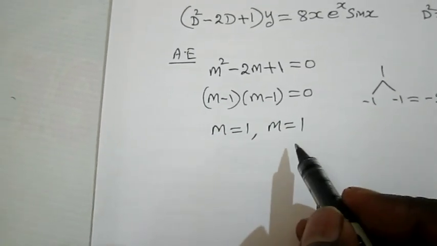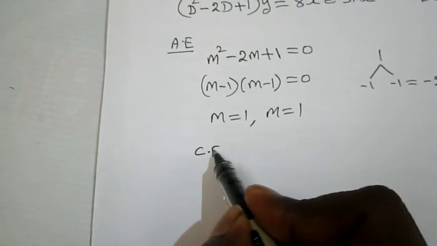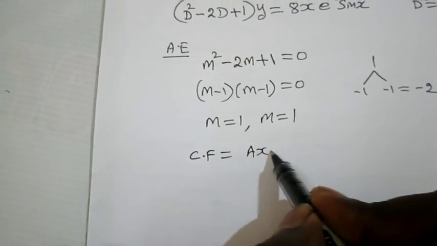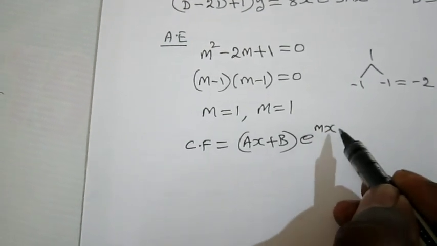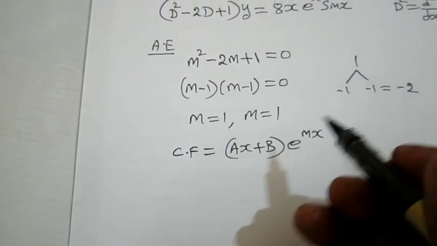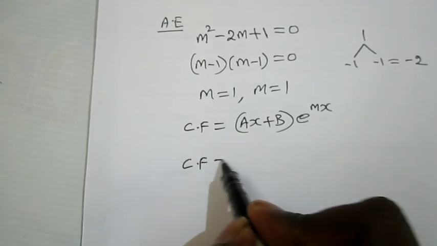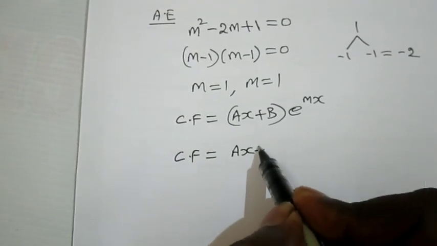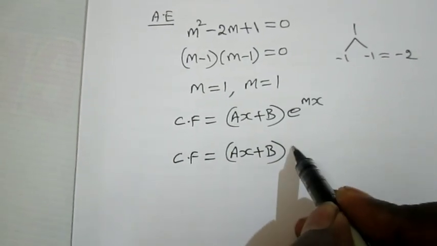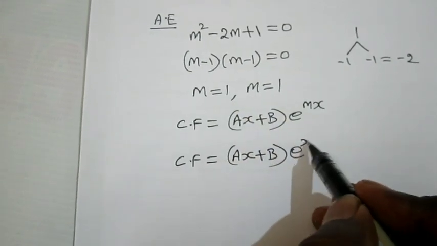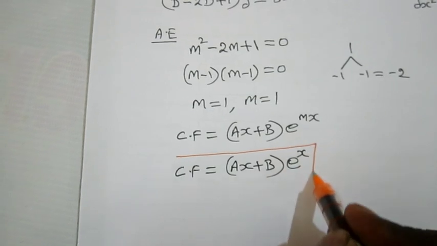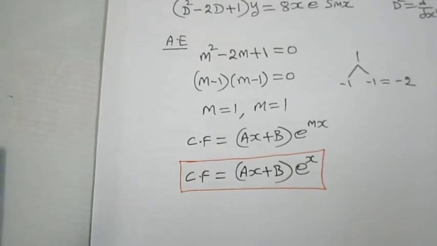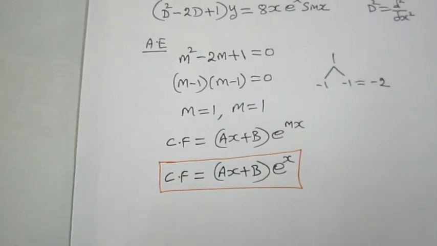Both are equal values. So the complementary function is (ax plus b) into e power mx. So this is the formula if two values are equal. So the complementary function is finally (ax plus b) into e power m is 1, so e power 1 into x. So this is the complementary function. Okay, next I am going to find the particular integral.